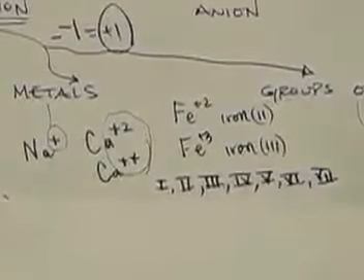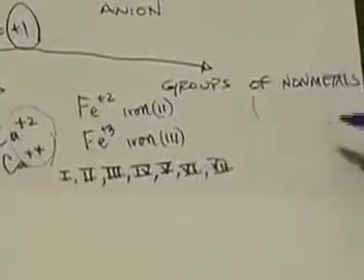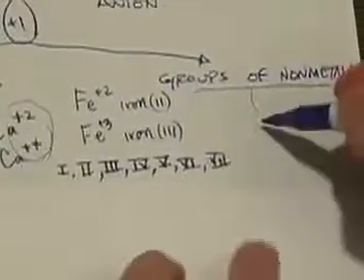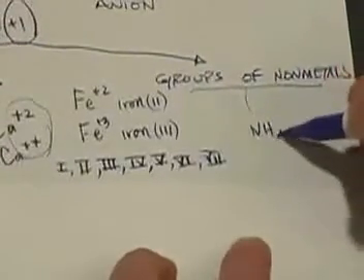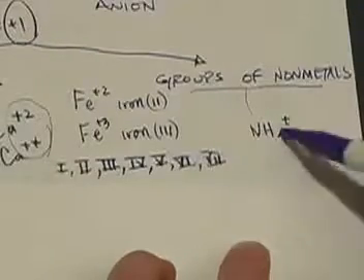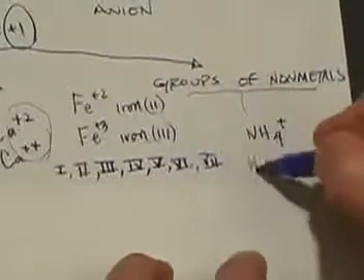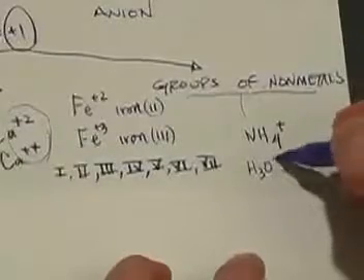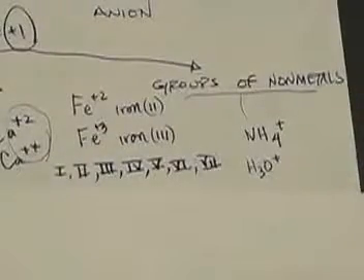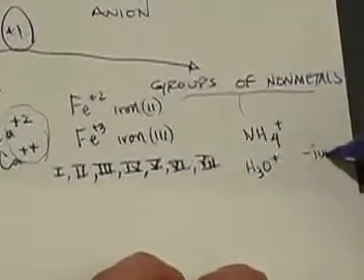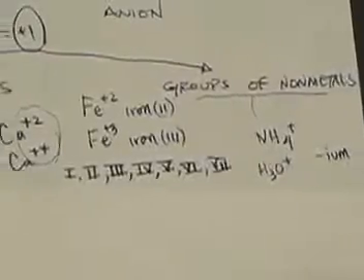Keep those in mind. There are also groups of nonmetals that form positive charges or cations. Some examples are NH4+1. This is called ammonium. Another example would be H3O+. This is called hydronium. Notice they end in IUM, hydronium.